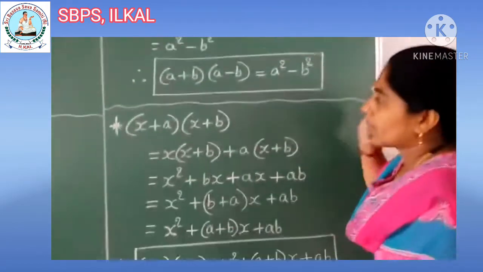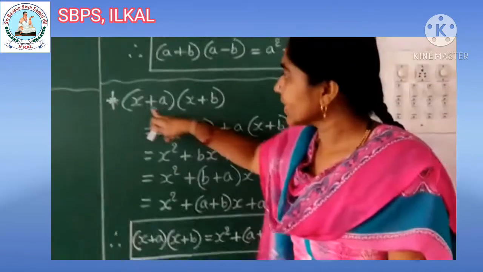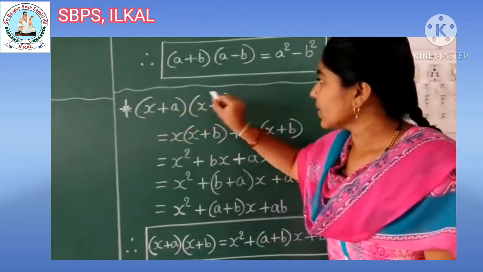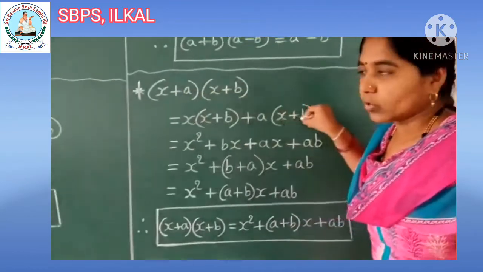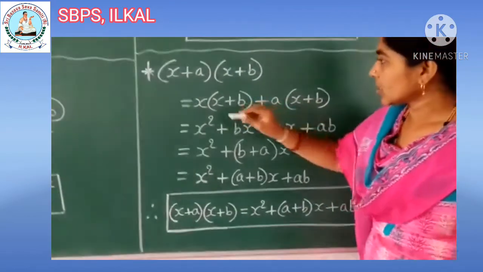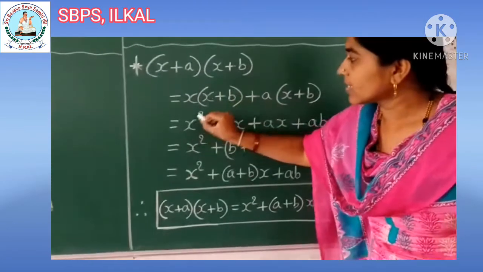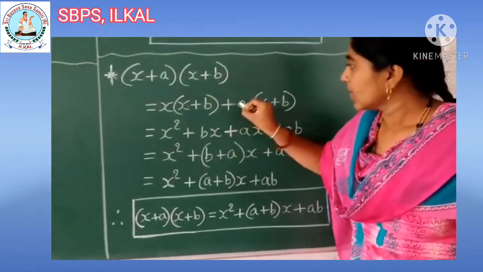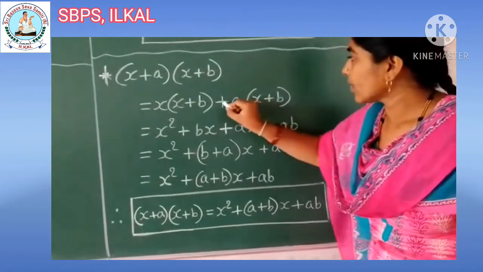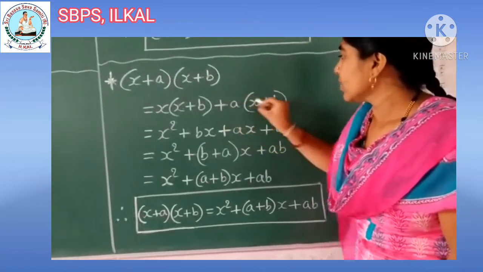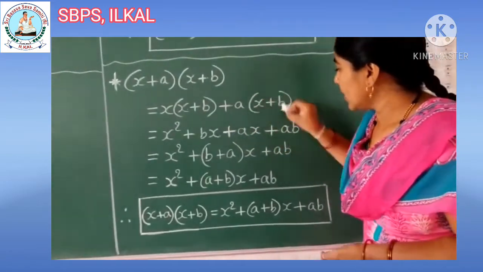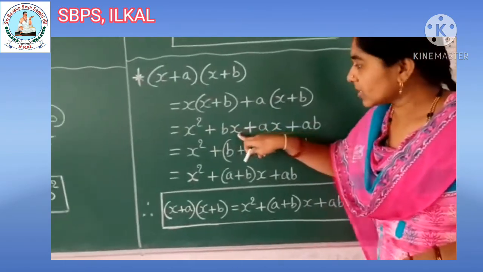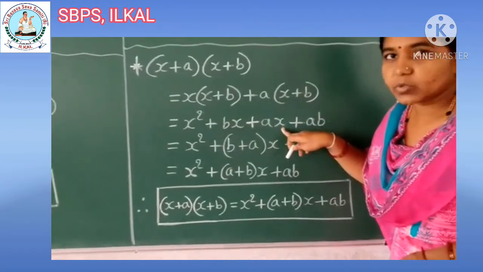Means a plus b into a minus b is equal to a square minus b square. Okay. Last one. X plus a into x plus b. X into x plus b plus a into x plus b. Binomial multiplication. Here x into x, x square. Plus x into b, bx. A into x, ax. Again plus into plus is plus, children. A into b is ab. These two are like terms, children, because x is a common variable in these two terms.